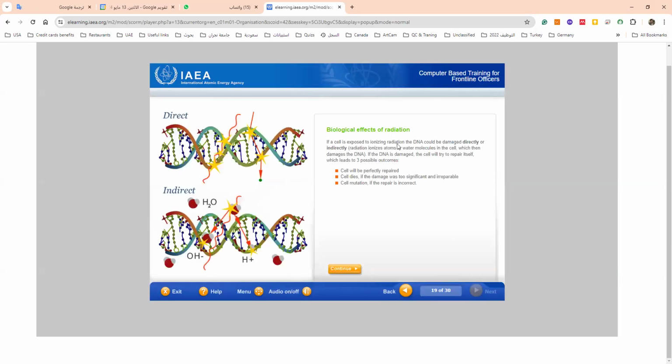The biological effect of radiation: if a cell is exposed to ionizing radiation, the DNA could be damaged directly or indirectly. If the DNA is damaged, the cell will try to repair itself, which leads to three possible outcomes. The cell will be perfectly repaired, or the cell will die if the damage was too significant and irreparable, or cell mutation if the repair is incorrect.